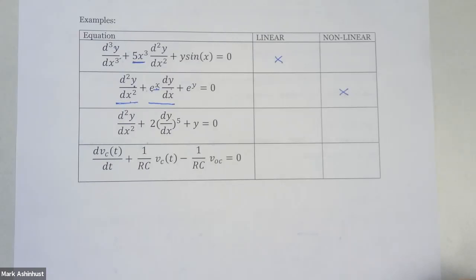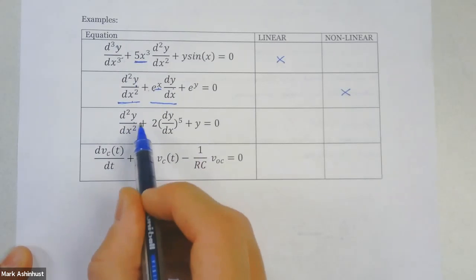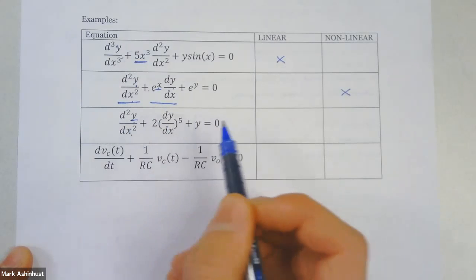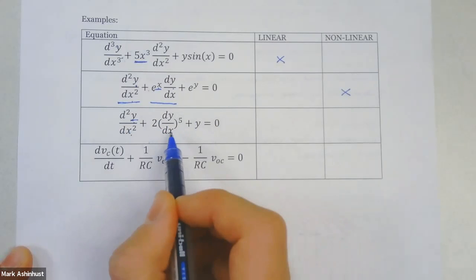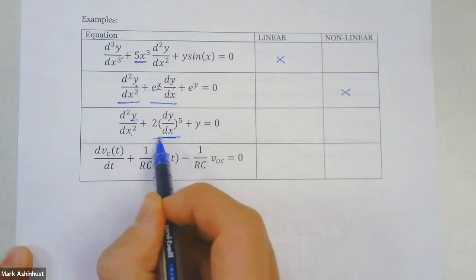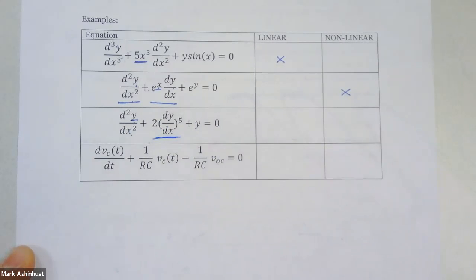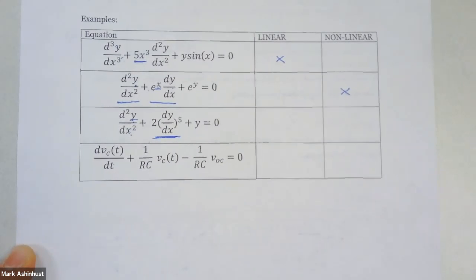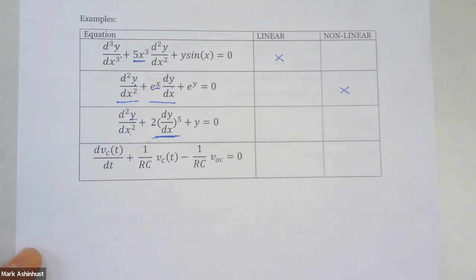So we can move to the next one. We have our independent x and our dependent y. This one's pretty easy to spot out. The whole first derivative is to the 5th power. So immediately we can see that this is not going to be linear.